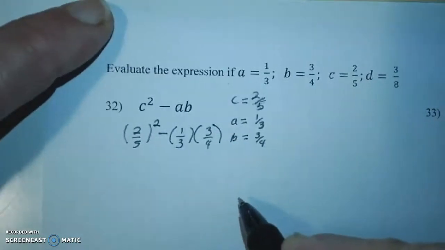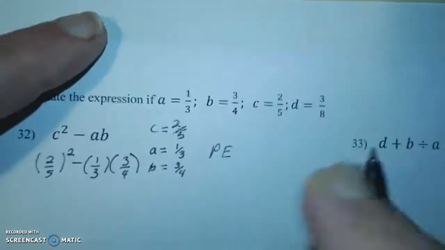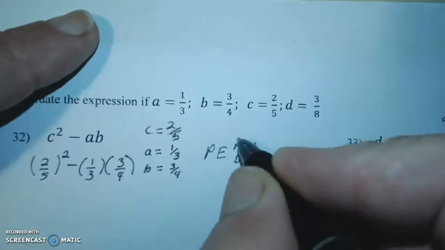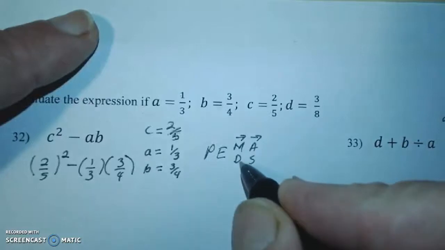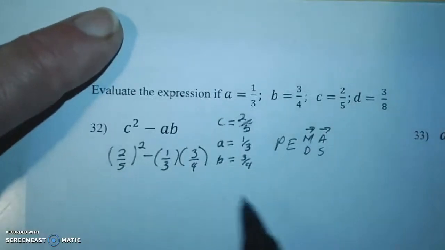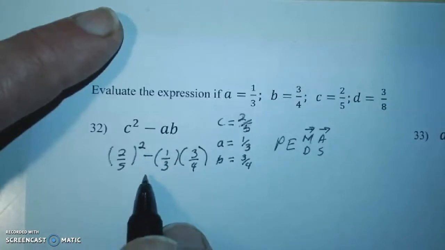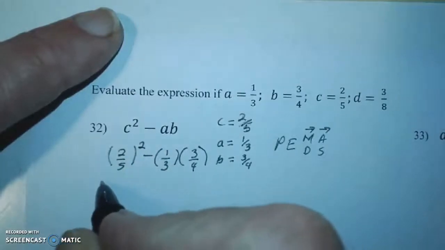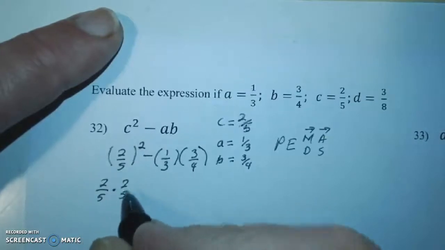Now it's just a matter of following your order of operations, which again would be PEMDAS. And again, it's not multiply then divide or add then subtract. It's multiply and divide from left to right, add and subtract from left to right. So in this problem, we don't have any work inside parentheses. We do have an exponent. So the first thing to do is remember what your exponent means. It means you have 2/5 times 2/5.